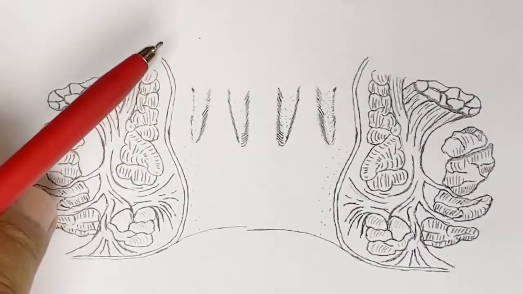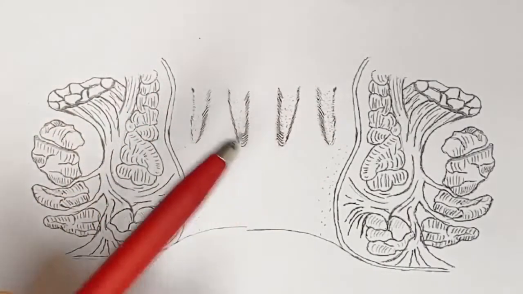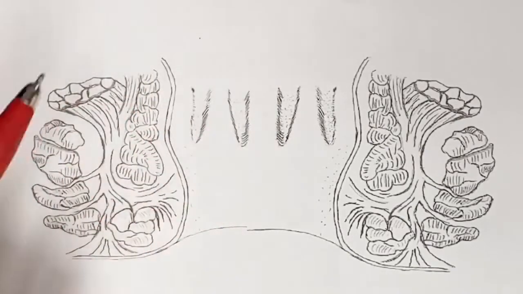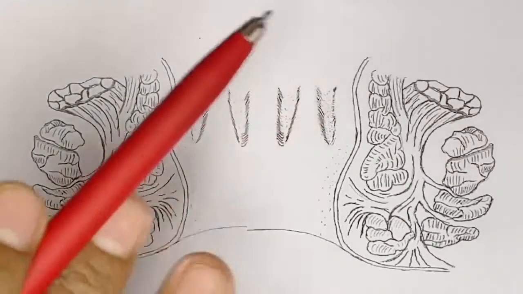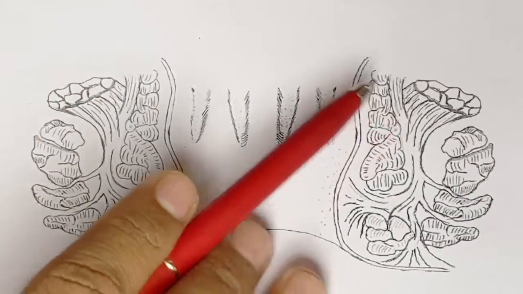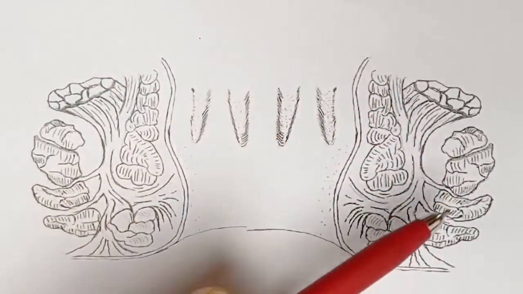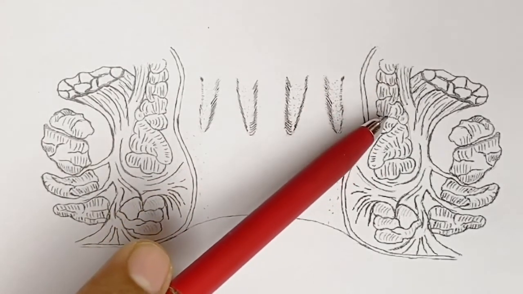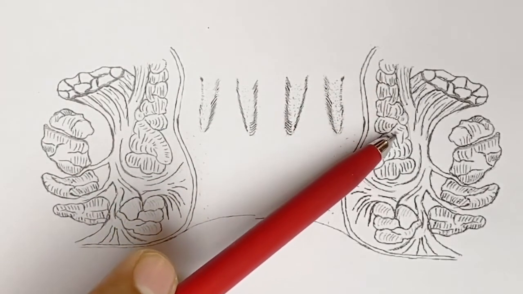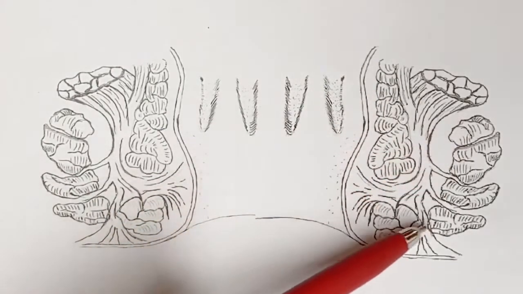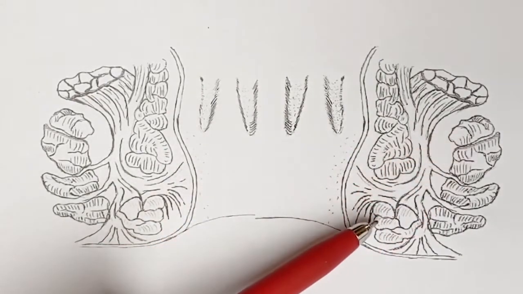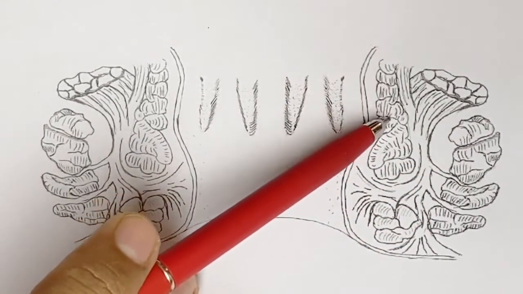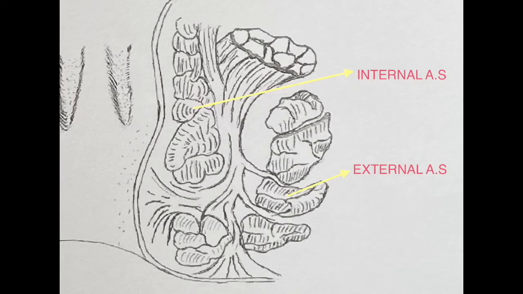So today we will discuss the anatomy of the anal sphincters. You can see here in the photograph. This picture is particularly designed to explain the anal sphincters in detail. Humans have two anal sphincters: one is the involuntary anal sphincter and the other is the voluntary anal sphincter. This is called the internal anal sphincter and this is called the external anal sphincter.